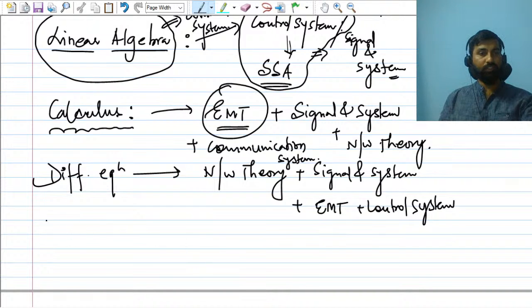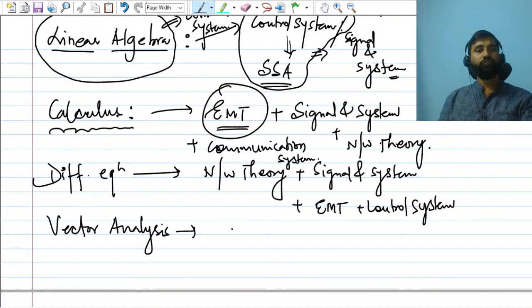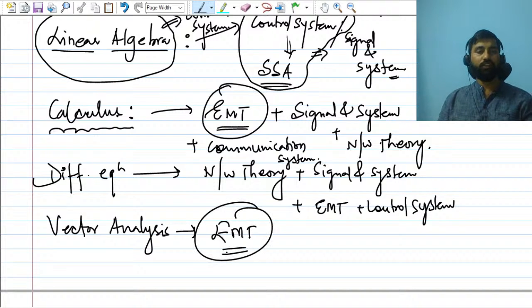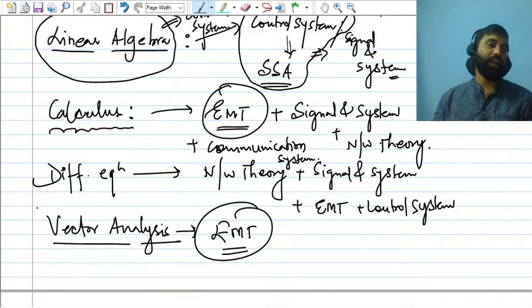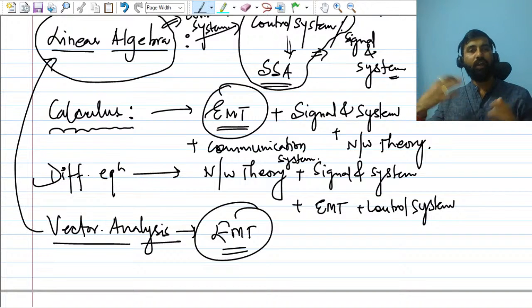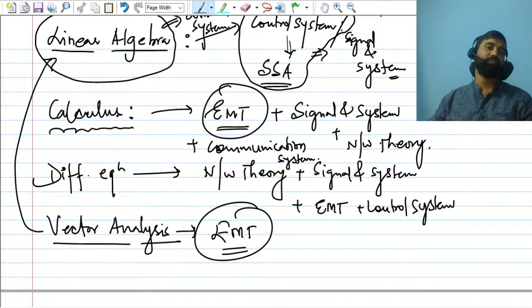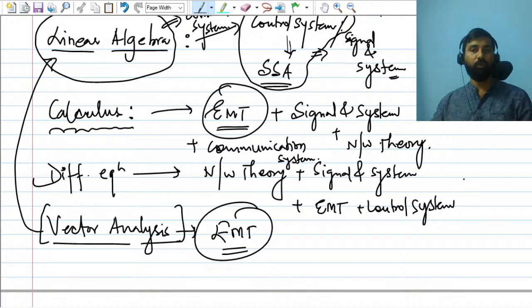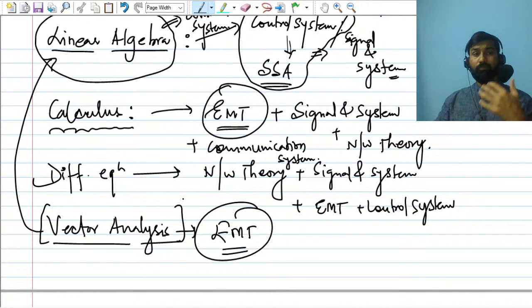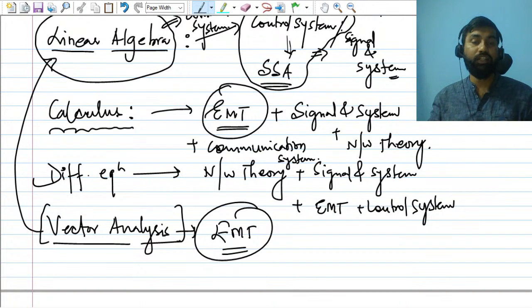This next topic is vector analysis. Vector analysis plays an important role in electromagnetic theory. Please, you have to be good at it. Also, you should have some prior knowledge about vectors and scalars and everything while studying linear algebra. Vector analysis is very, very important. In fact, calculus, differential equations, linear algebra, vector analysis, these topics should be good, then only you should start electromagnetics.